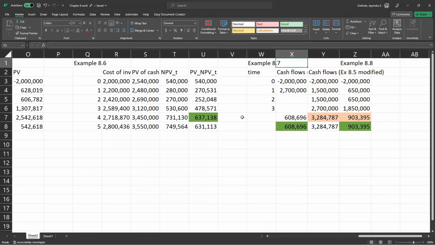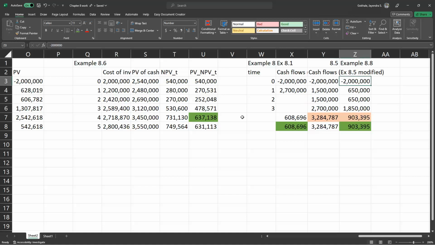In example 8.1, so this is cash flows from example 8.1. This is example 8.5, and this is modified example 8.5, so example 8.8. Initial cash outflow is $2 million for all of them. It is a single cash inflow for example 8.1 of $2.7 million, $1.5 million in net revenue, and $1.2 million obtained upon resale of the aircraft. In example 8.5, we have the 2 million, 1.5, 1.5, 1.5 million, and the terminal cash flow upon the resale of the aircraft is 1.2 million.